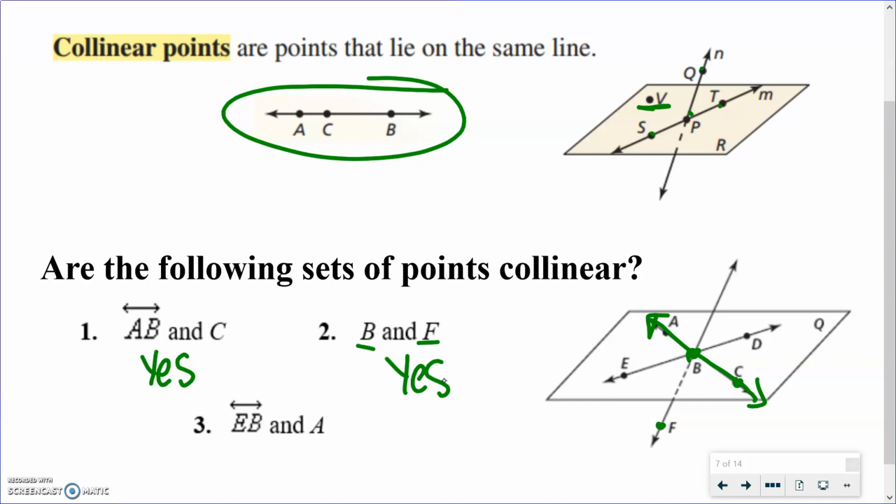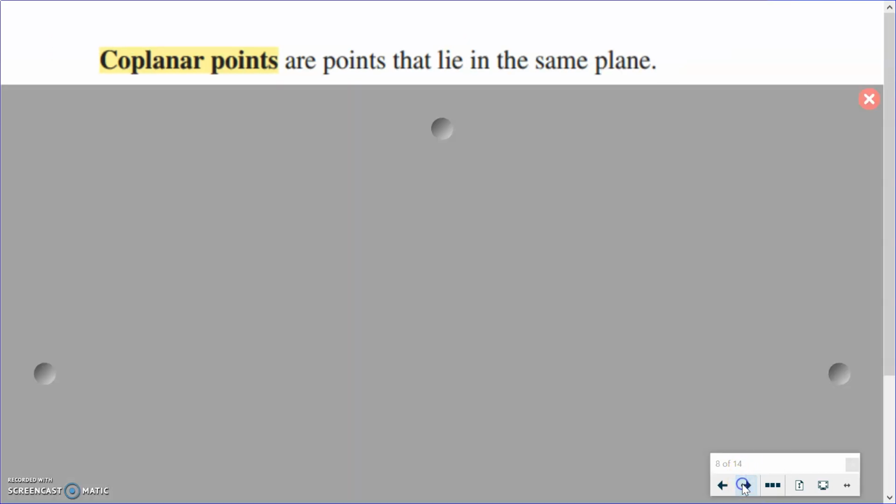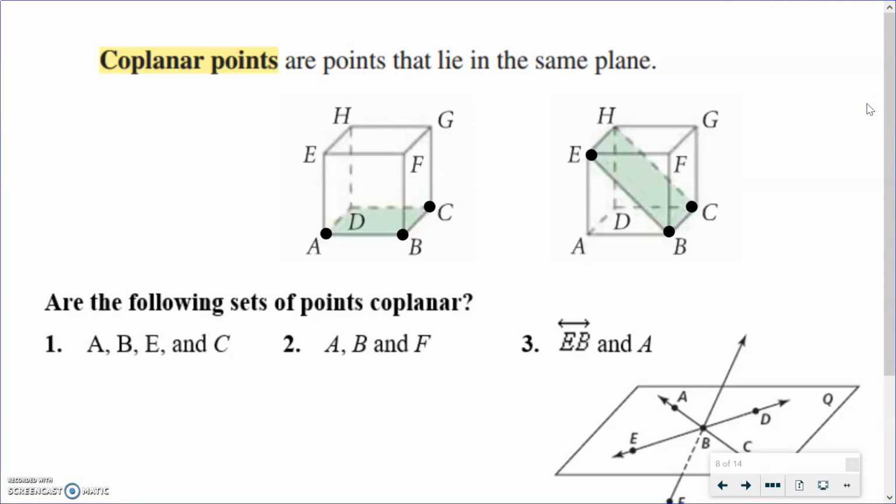Okay, so now we have line EB, which is this guy here, and point A. Does point A lie on line EB? The answer here is no, so they are not collinear. Okay, this last piece here, we're not quite there yet. I'm jumping ahead. So coplanar points are points that are on the same plane.